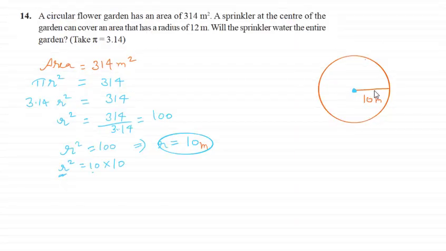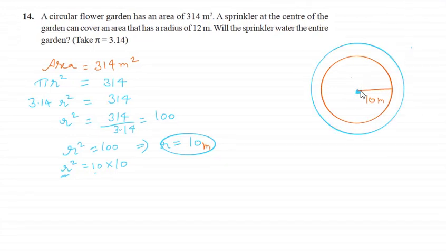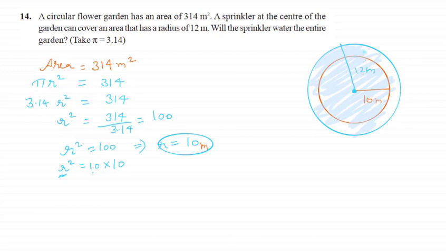So here, if you see, the radius of the circle or the garden came 10 meters, but the sprinkler can water from the center up to 12 meters. So the radius of the sprinkler came 12. That means it can cover the garden easily. Okay, so the answer to this question, will the sprinkler water the entire garden? Your answer will be yes.